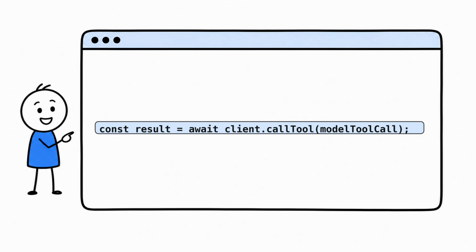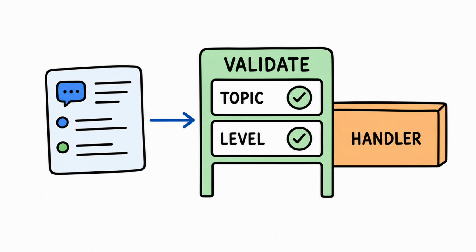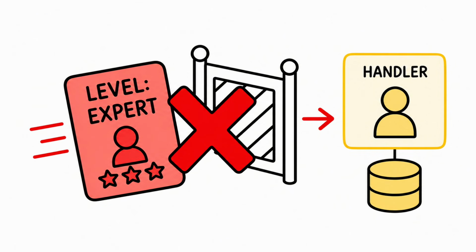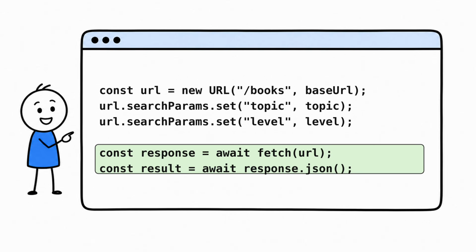The host intercepts the object and passes it into callTool. The client sends the standardized call, and the server finds the registered handler. Before running it, the MCP software validates the arguments against the schema. An unsupported level returns an error before the handler can run. With valid arguments, the handler receives the checked topic and level. One fetch call sends those inputs to the book service, which returns the books.